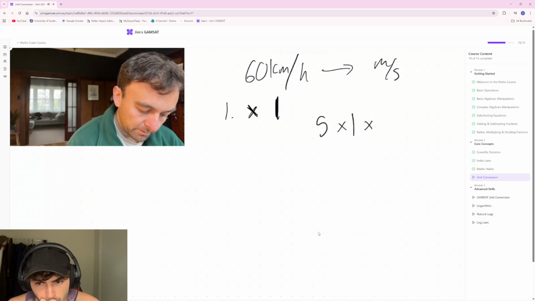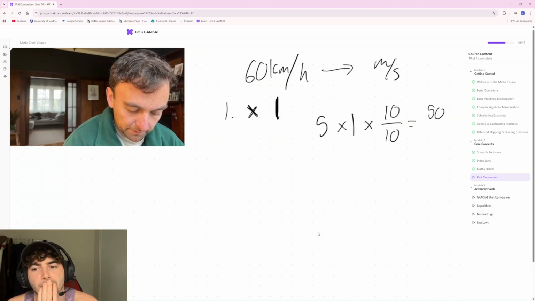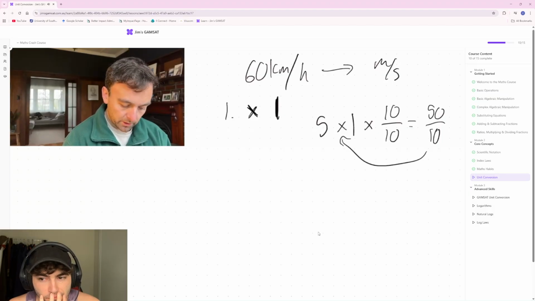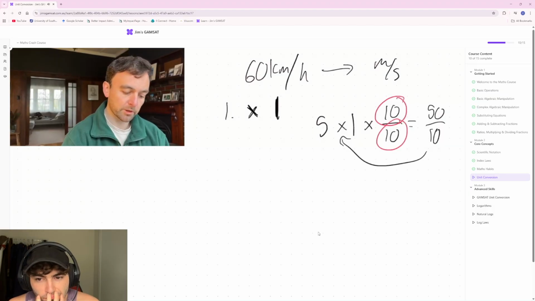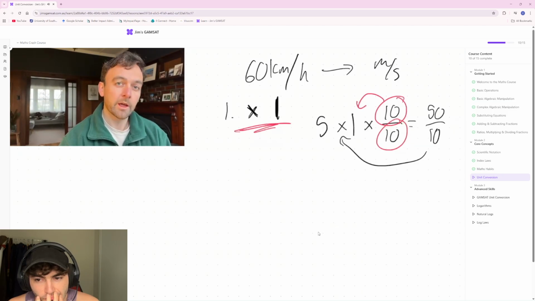It's still 5. I could also multiply this by 10 over 10, and if we think about our fraction multiplying, this will end up being 50 over 10, right? But that's still 5, and that's because with 10 over 10, the top is the same as the bottom, so that's the same as multiplying by 1. So we can multiply anything by 1 as many times as we want, and we're not changing the value.